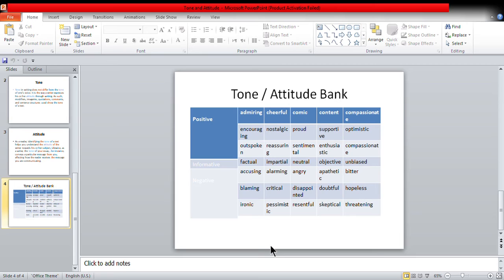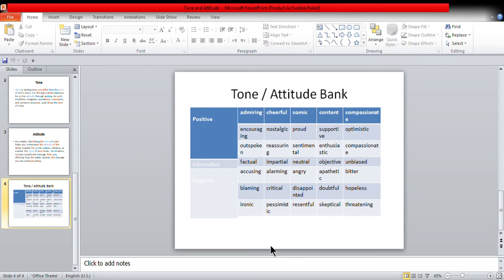Here, you can find a lot of adjectives that identify the tone or the attitude of the writer. The writer's attitude could be positive, could be negative, and could be neutral or informative.